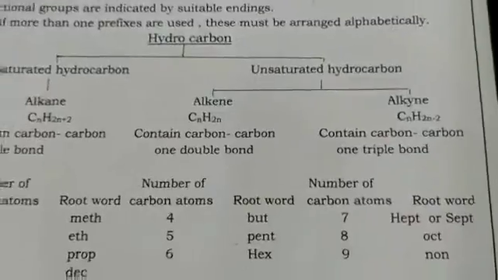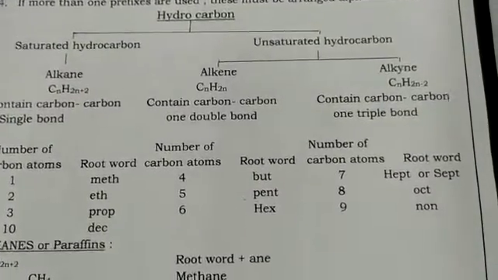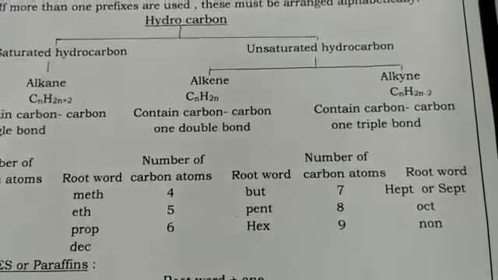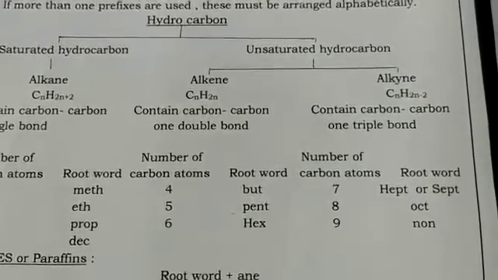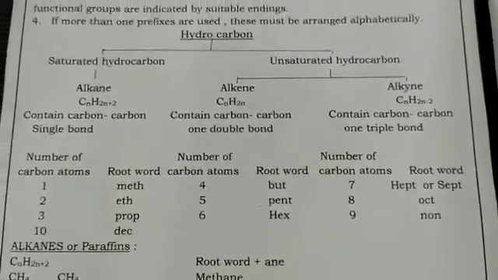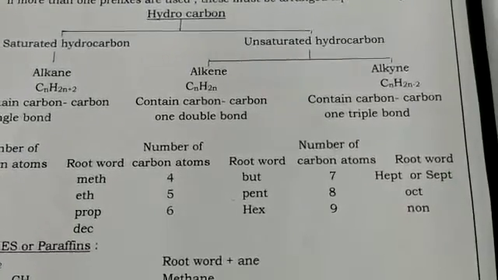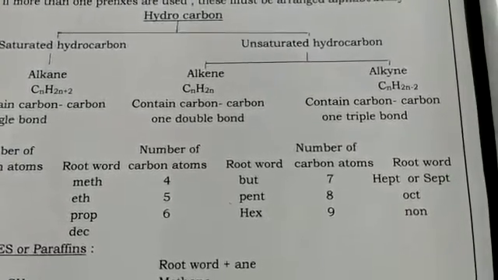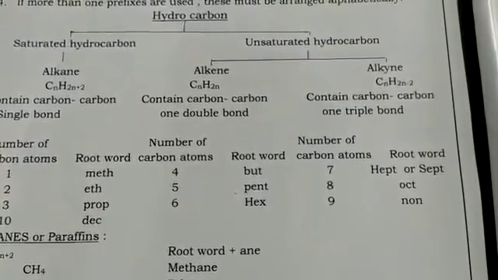Next, we can see the hydrocarbons. What is meant by hydrocarbons? The compounds which contain only carbon atoms and hydrogen atoms. They can be classified into 2 types: one is saturated hydrocarbon, another one is unsaturated hydrocarbon. Under the saturated hydrocarbon, alkane is present. Under unsaturated, alkene and alkyne. In alkane, all the carbon-carbon bonds are single bonds.